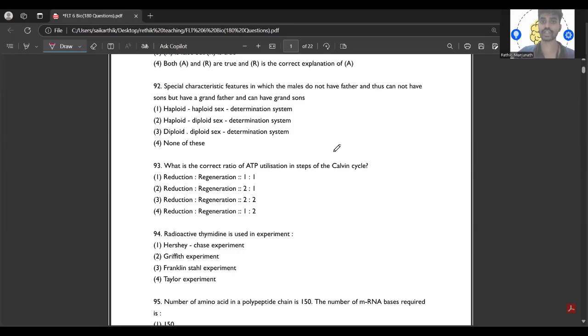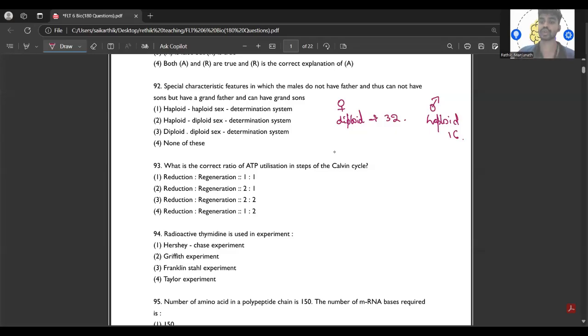So now moving on to the next question, that is 92, which has special characteristic features in which the males do not have a father and thus cannot have sons, but have a grandfather and can have grandsons. Is it confusing here? See, we will understand. When coming to the females, they are diploid in nature, having 32 chromosomes, whereas the males are haploid, having 16 chromosomes. So based on this, it is called the haplodiploid sex determination system.